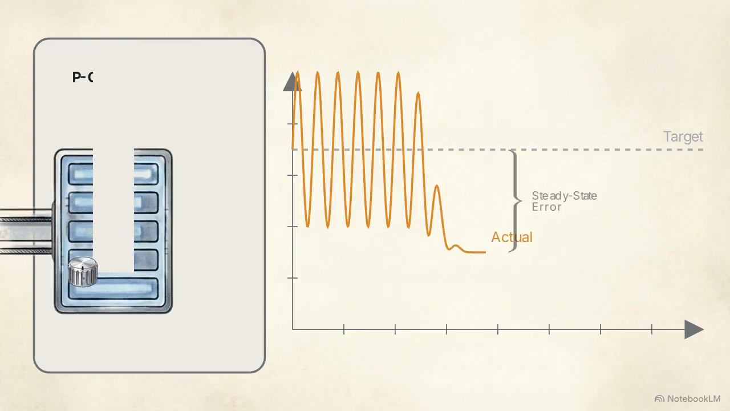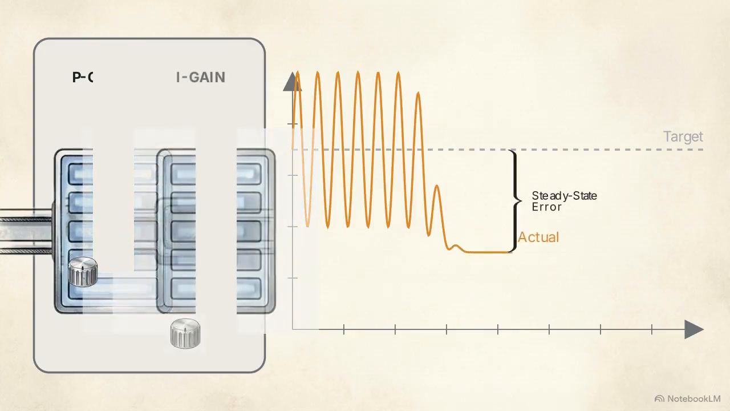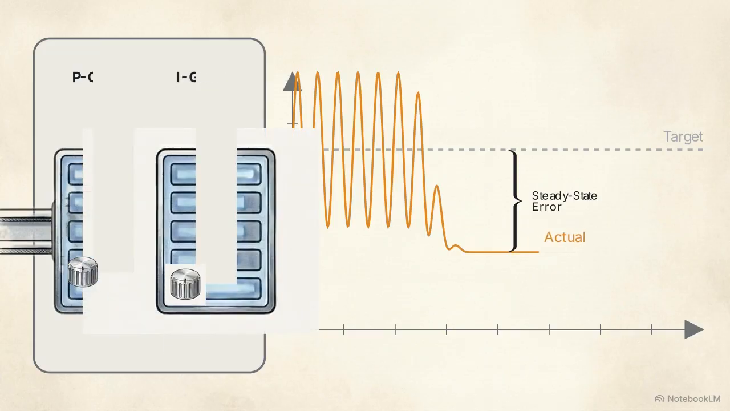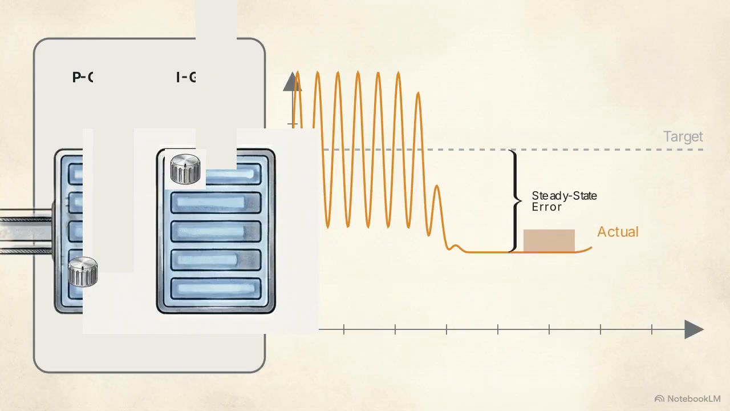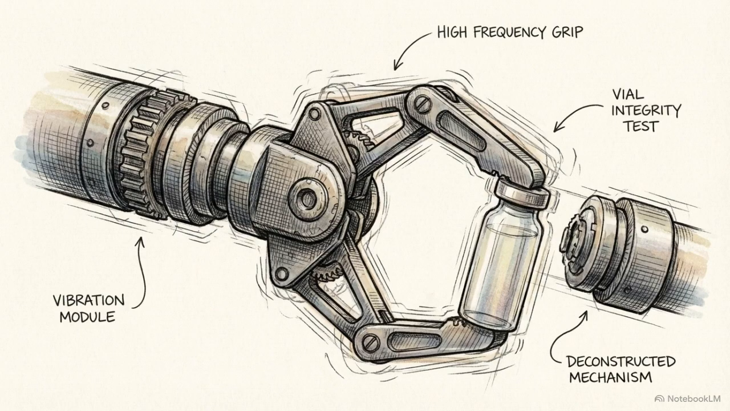Now, what if the machine is moving smoothly, but consistently stopping just short of where it needs to be? Here, the engineer would turn up the volume, or gain, on the integral term. This forces the machine to care more about those past errors, giving it the push it needs to reach the target. Sometimes a machine will start to jitter nervously.